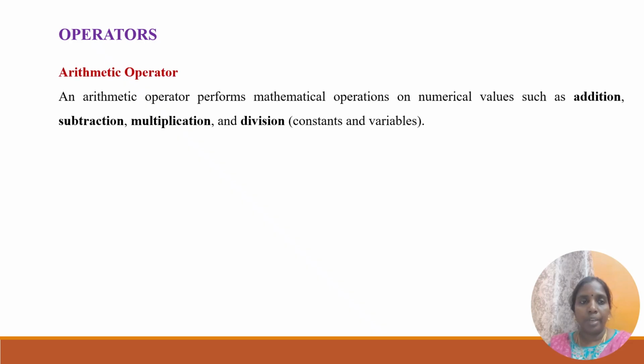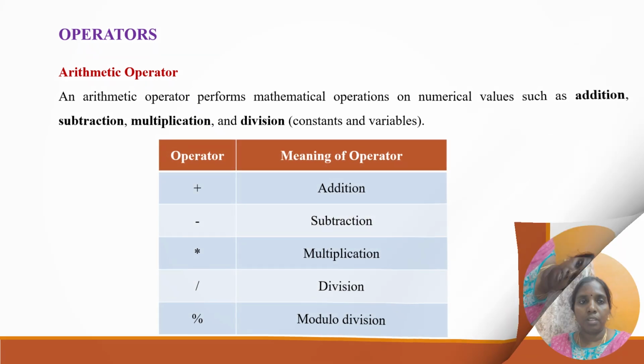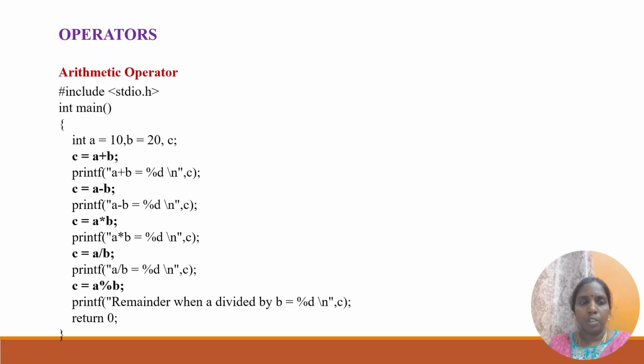The basic arithmetic operators are addition, subtraction, multiplication, and division. So these are the basic arithmetic operators. Let us see a code snippet of how this operator works.